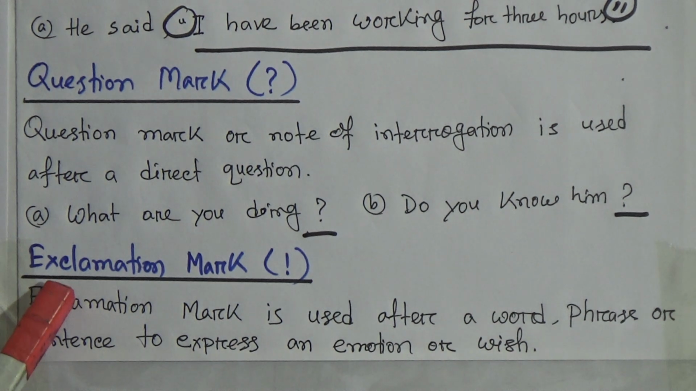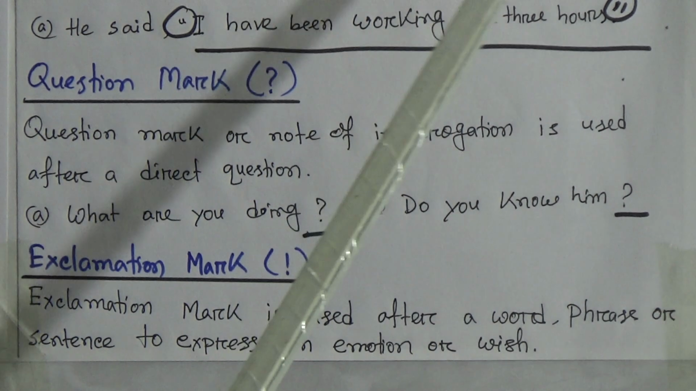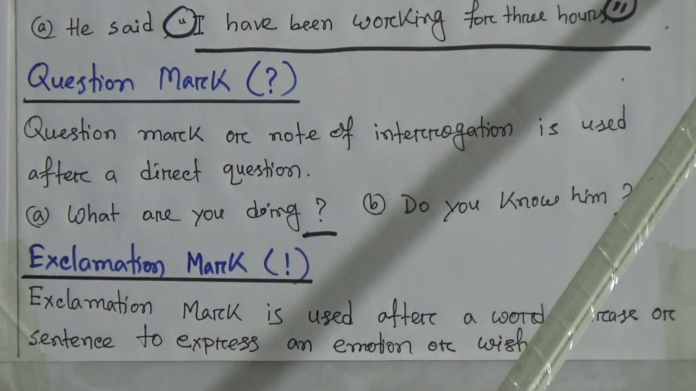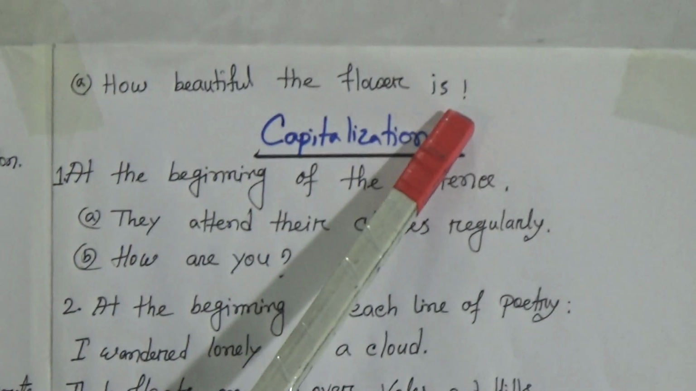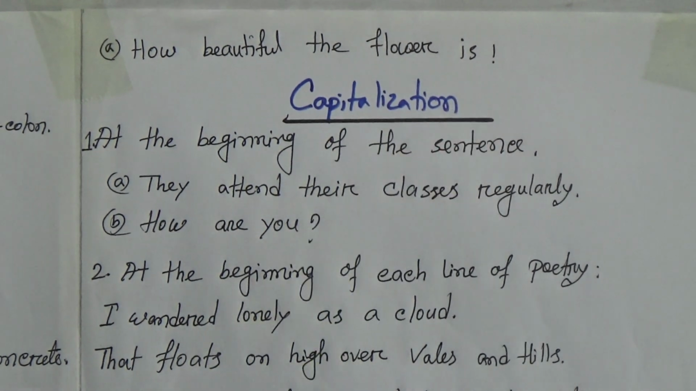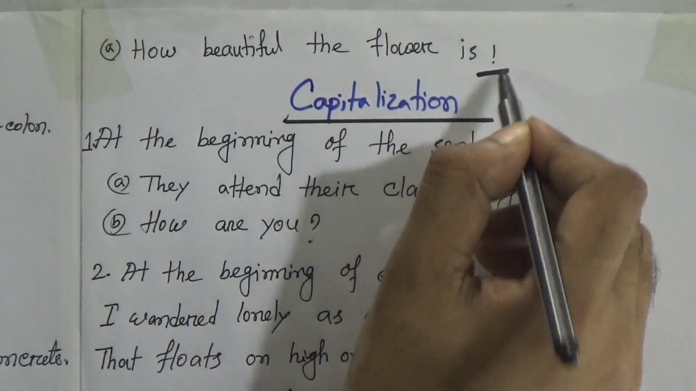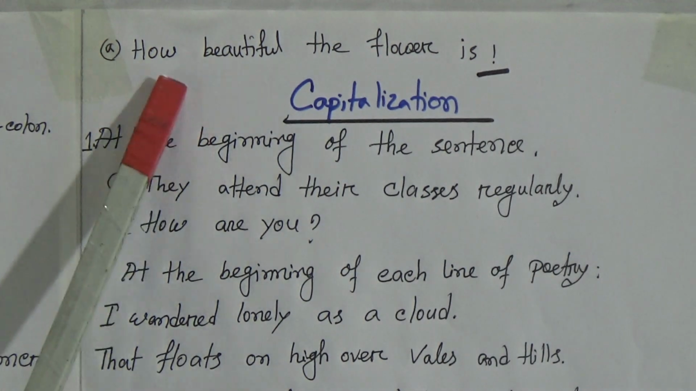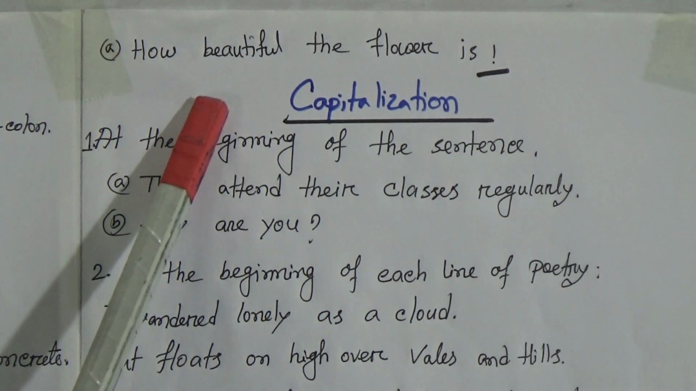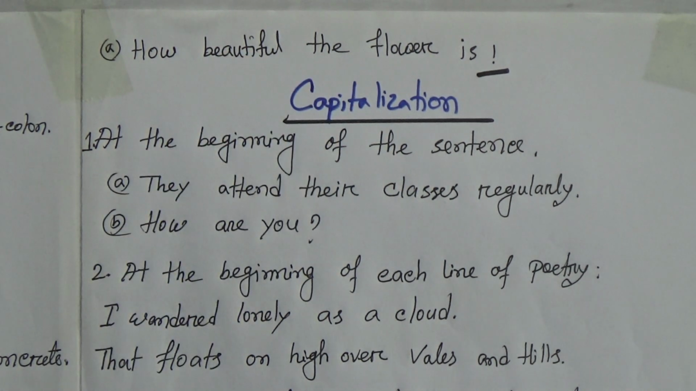Note of exclamation or exclamation mark. Exclamation mark is used after a word, phrase or sentence to express an emotion or wish. For example, how beautiful the flower is. For your kind of information, it is noted that note of exclamation and note of interrogation are used at the end of the sentence, and here we have put a note of exclamation, as in this sentence the speaker expresses his surprise or joy after seeing the beauty of the flower.